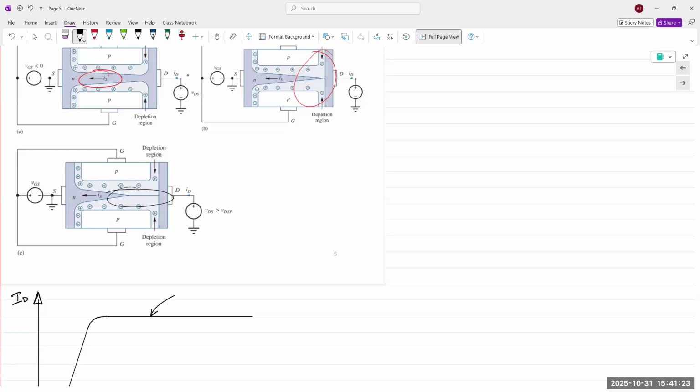And so at that point, it behaves like a constant current source. So before it reaches that pinch off, it's behaving like a linear resistor. After, it's behaving like a constant current source. So two different models to explain the same device.